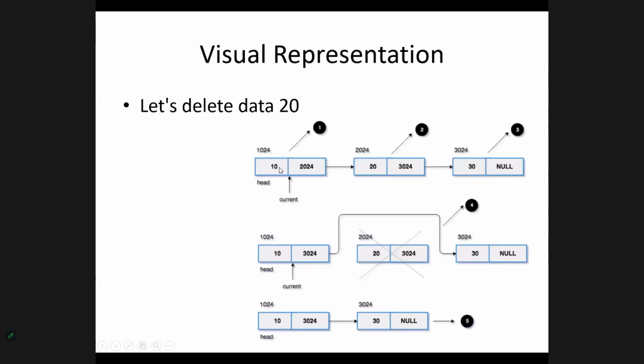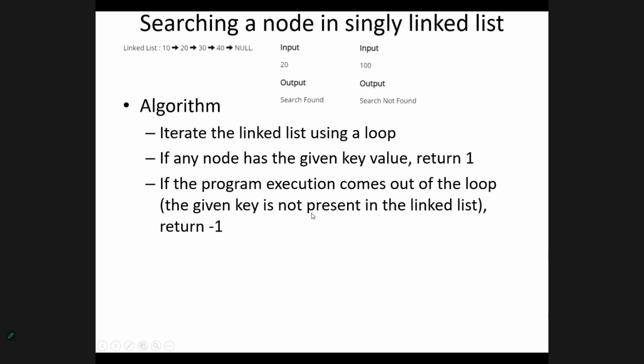Visual representation. Let's delete 20. First we need to find out where 20 is located. Once we find it, we assign current next to target next. Then the target will be freed up and assigned to temp. If you don't need this one, you can free the memory.